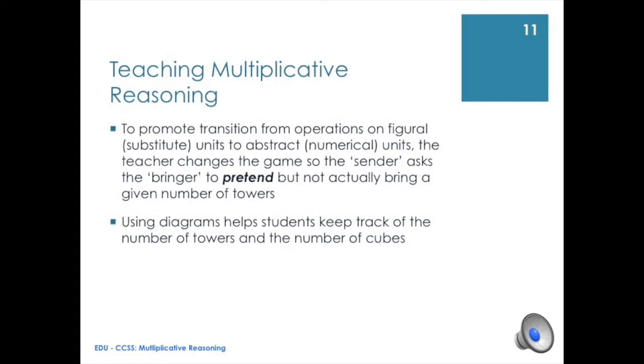Eventually, it's important to provide tasks where students are no longer using physical cubes. One way to do this is to have the bringer, instead of building towers out of cubes, pretend that they have built towers out of cubes, and then answer the questions that follow the task. One way to support students is to encourage them to draw diagrams that would represent the towers that they pretend to make.